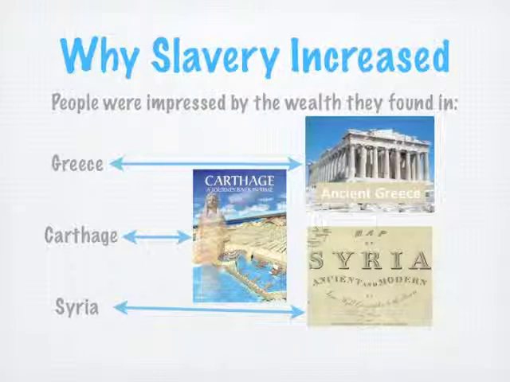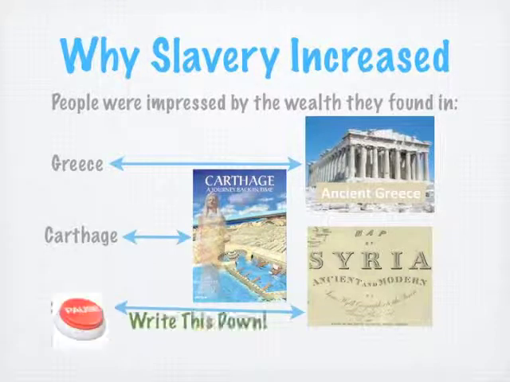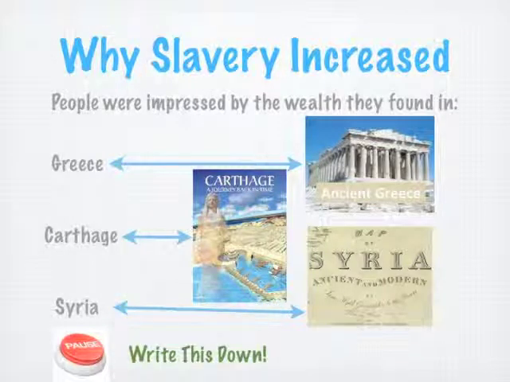They looked at the wealthy people there and said, these people have a lot more money than the wealthy people in Rome. What was the one thing all three of those places had that Rome did not have? And they came to the realization it was slavery. So that's the main reason why slavery increased. I think we should stop for a moment, and you should write this down.